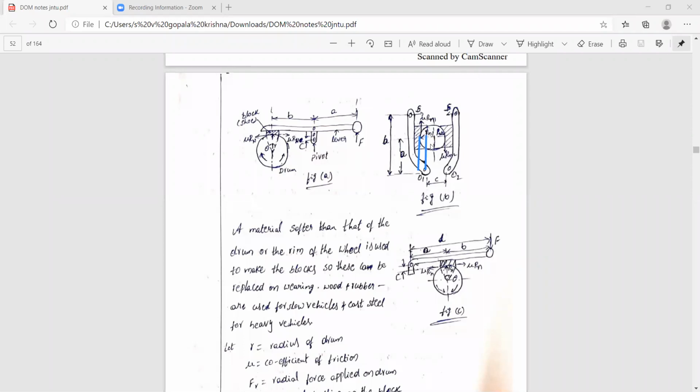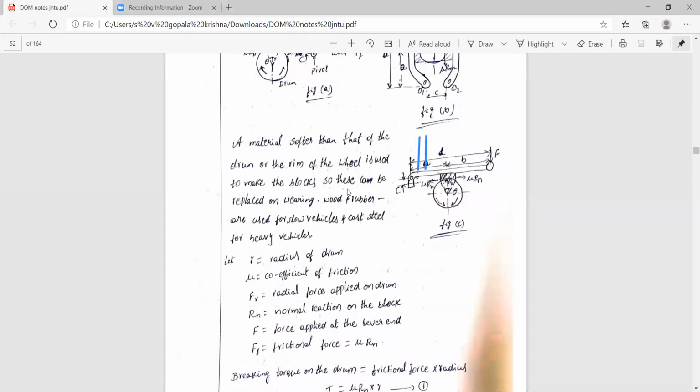Regarding directions, observe that S is going in the clockwise rotation, and mu Rn1 is also taken in the same clockwise direction, and Rn1, the normal reaction, acts anti-clockwise. So that is why it is written on the other side. Just all of you observe that.